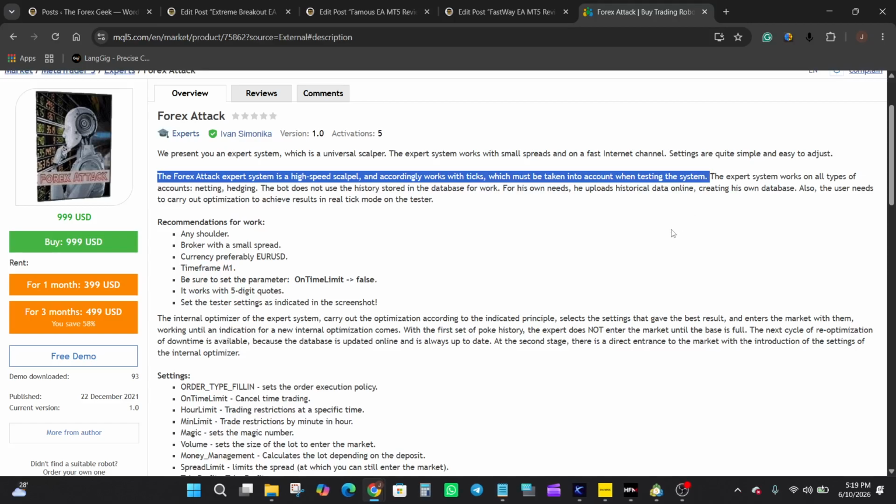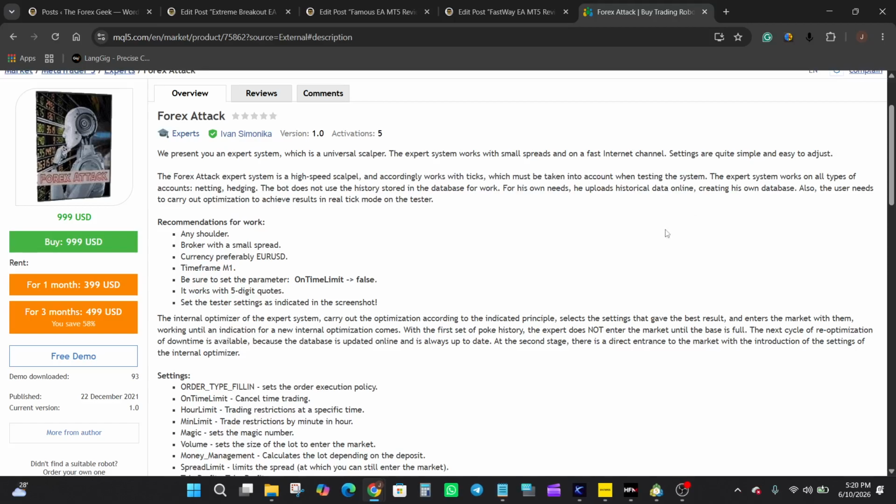All right. So it also mentions that it operates on both netting and hedging account types. All right. And it doesn't rely on stored historical databases in the usual way. Instead, it builds and updates its own data online, which is an interesting design approach.